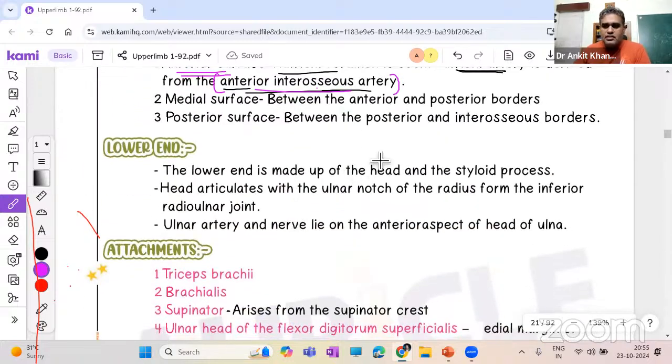Okay, lower end has this head and styloid process. Head articulates with the ulnar notch of the radius, as we have seen. I will show you again. Have a look at the lower end of radius. This over here was the ulnar notch, so this is facing medially. You know the styloid process is facing lower down and laterally. This is the ulnar notch. What will attach over here? The rounded head of the ulna is going to attach onto the ulnar notch of the radius.